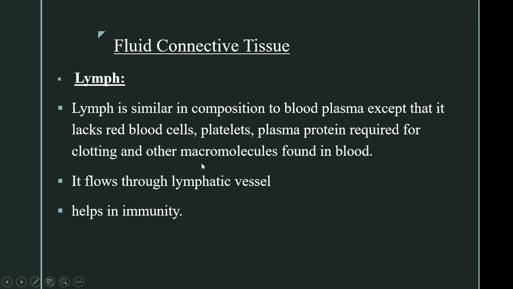When blood is flowing through the blood vessels, the lymph flows through the lymphatic vessels, and it helps in immunity. It is concerned with immunity, that is the power of the body to resist diseases. In this module, we studied about three types of connective tissues: adipose, areolar and fluid connective tissue.